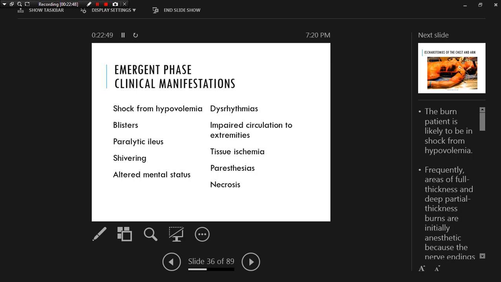We talked about impaired circulation to the extremities in the event of a circumferential injury. So even if it's not a circumferential injury, in the initial phase where they have hemoconcentration and they're at increased risk for thrombosis, we can see tissue ischemia, paresthesias, and necrosis to the distal portions of the extremities. So at some point, with the extremities, we're going to be assessing pulses and neurovascular status.